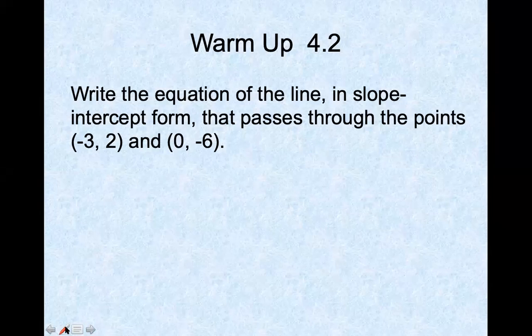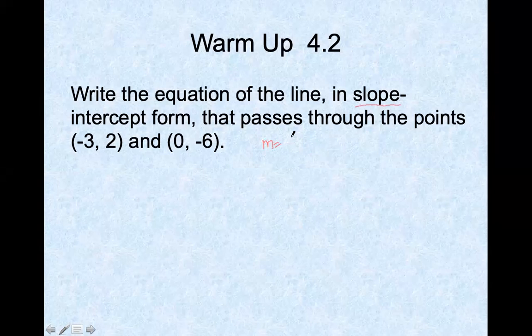All right, welcome back. So we are first of all going to be writing the equation of a line in slope-intercept form that passes through the points (-3, 2) and (0, -6). So if you notice in this case, things aren't just given to us. We're going to have to figure things out. So one of the things we need to figure out is the slope in order to write in slope-intercept form.